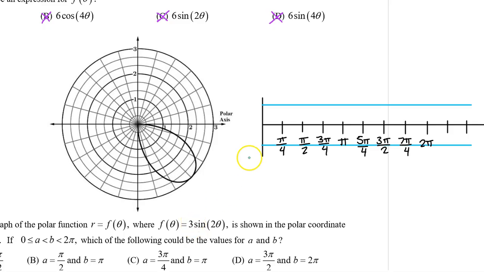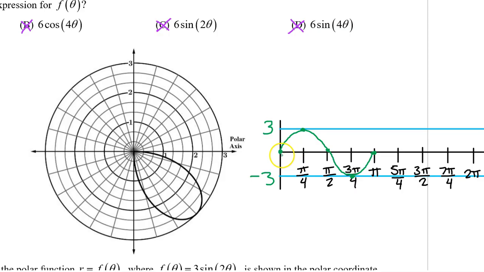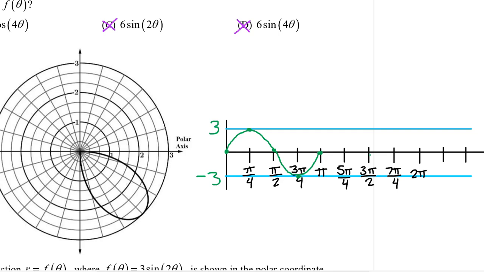The 3 in the front tells us that the amplitude is going to be 3. So we will have a high of 3 and a low of -3. We have memorized that one period of the sine function looks like this. I'm going to sketch another period because I want to go all the way from 0 to 2 pi.